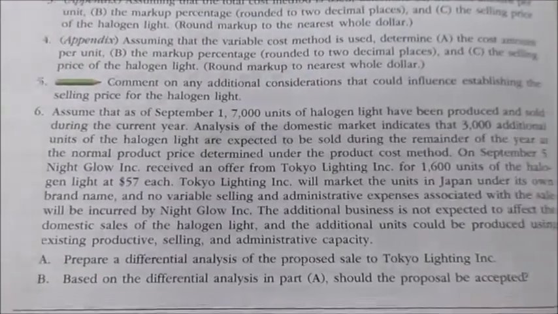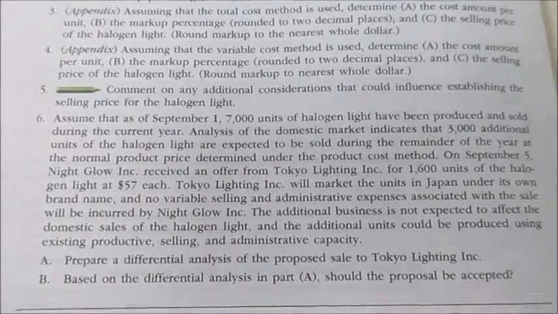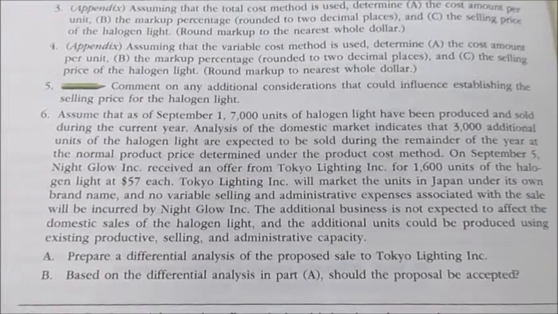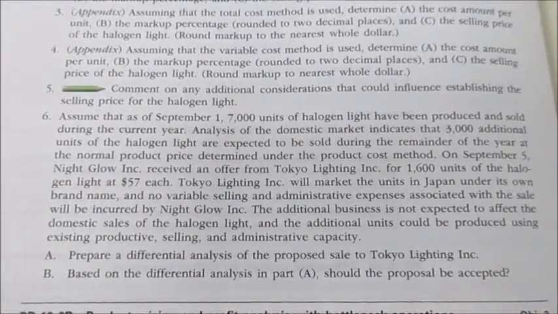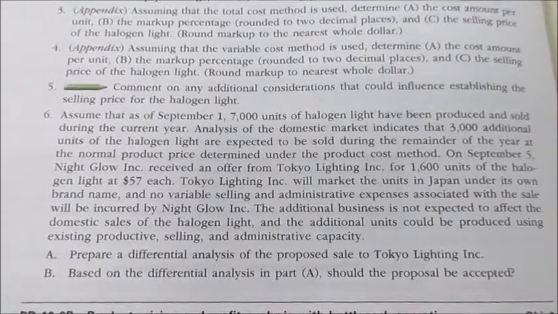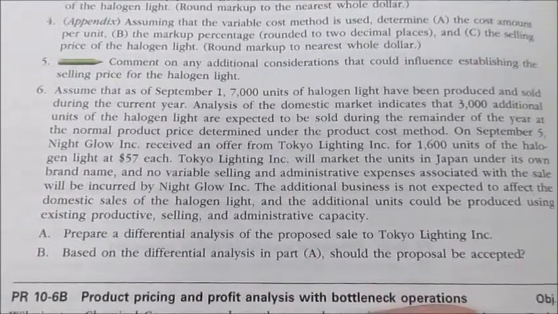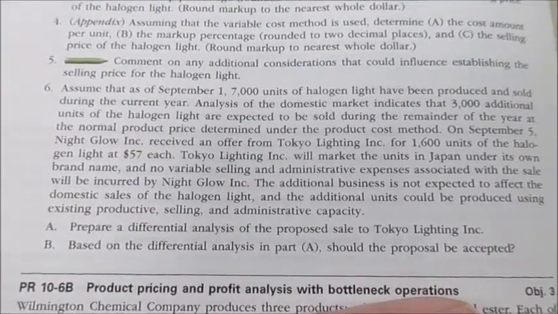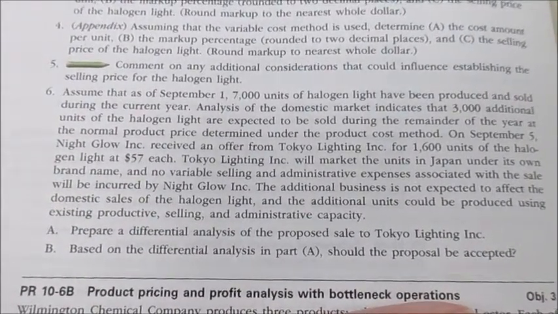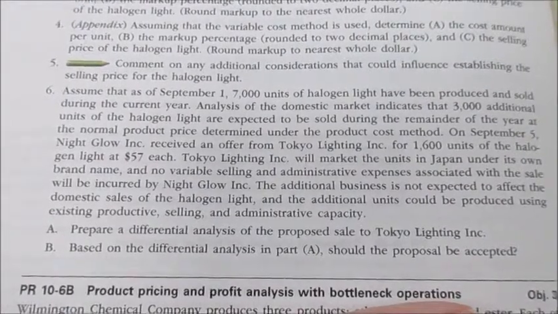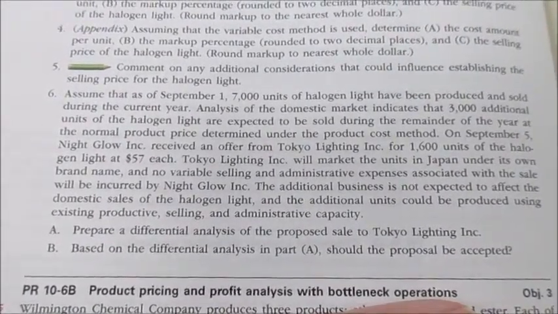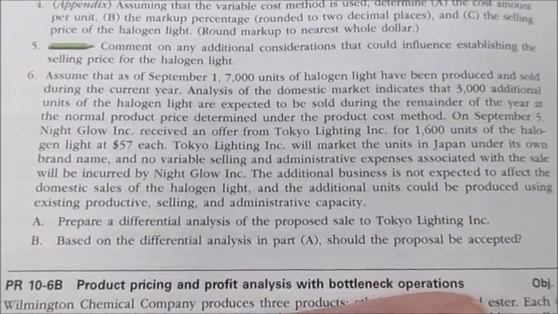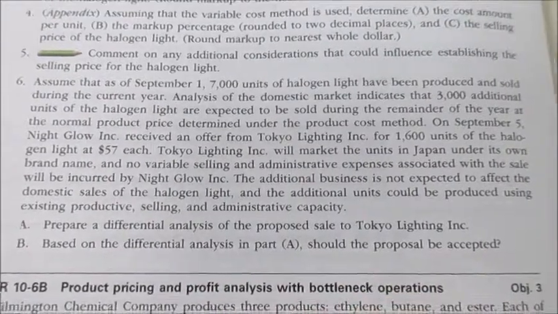On September 5th, Night Glow Inc. received an offer from Tokyo Lighting for 1,600 units of the halogen light at $57 each. Tokyo Lighting will market the units in Japan under its own brand name, and no variable selling or administrative expenses associated with the sale will be incurred by Night Glow. The additional business is not expected to affect the domestic sales of halogen lights, and the additional units could be produced using the existing productive, selling, and administrative capacity. So letter A: prepare a differential analysis of the proposed sale to Tokyo Lighting.